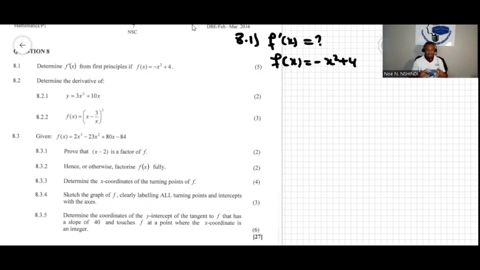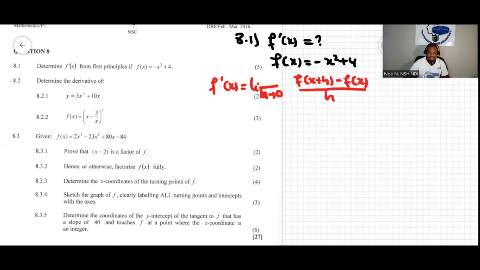Now, this is how I prefer to do this type of question. I'm gonna do it step by step. First of all, what is the formula for the derivative from the first principle? It is said that f prime of x is equal to the limit, as h approaching 0, of f of x plus h minus f of x all over h. That's the formula for the derivative from the first principle.